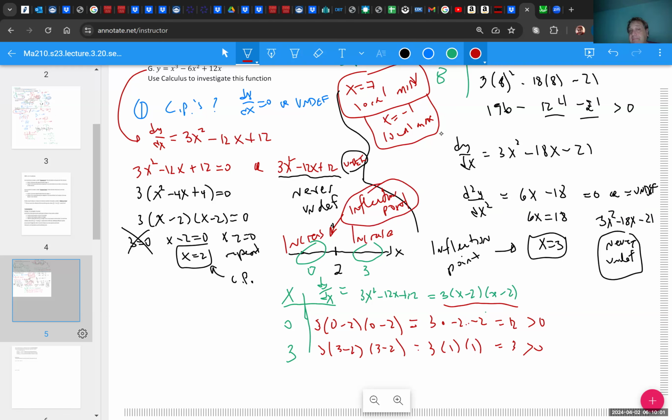Increasing and increasing cannot be a local max, cannot be a local min. It's got to be one of the three. So by process of elimination, x equaling 2 is a point of inflection.